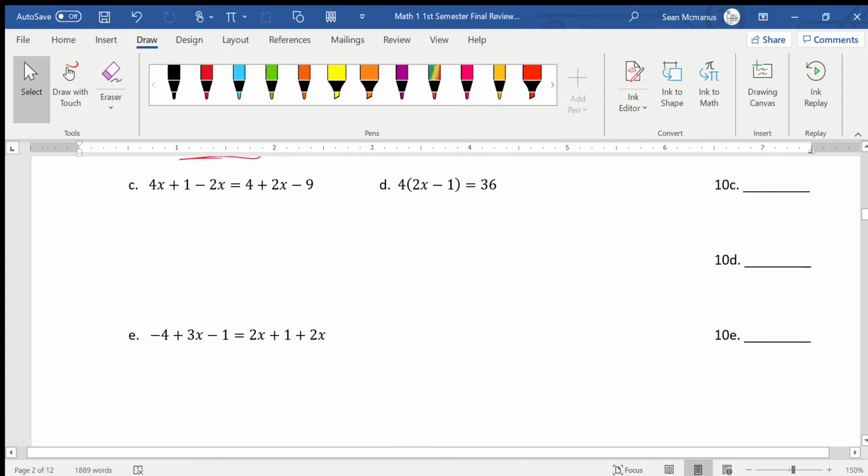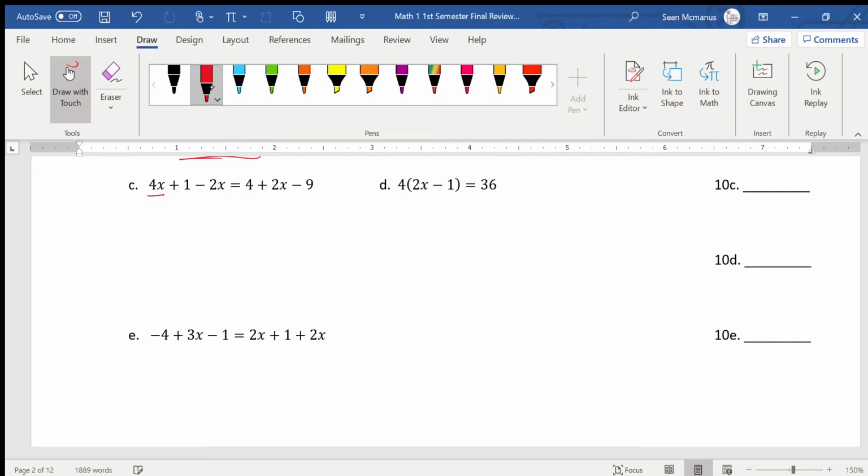All right, C. We're going to do kind of the same thing. We're going to come here and combine like terms. So on the left side of my equation, I can combine these two. So 4x minus 2x, I'd have 2x plus 1. And on this side, I can combine this one and this one. So I'd have still the 2x from right there. And then 4 minus 9 is negative 5.